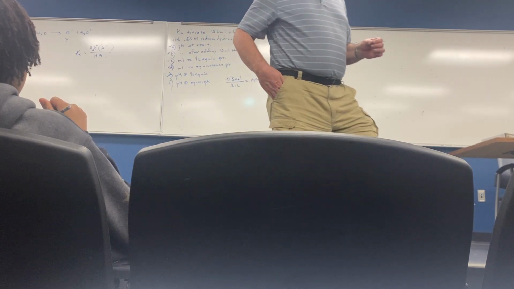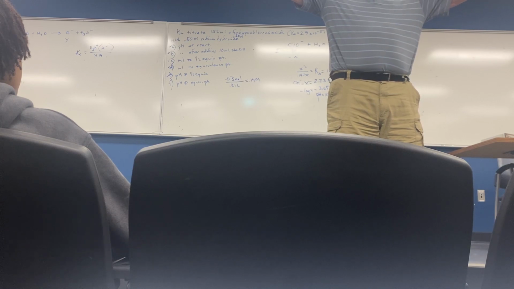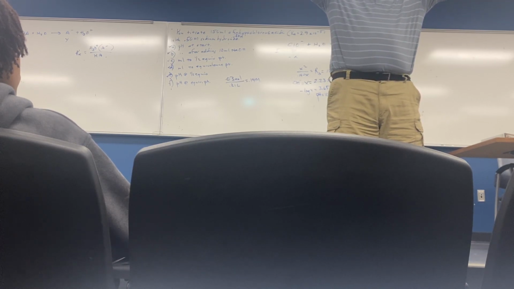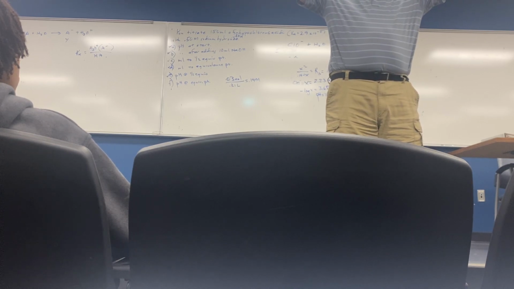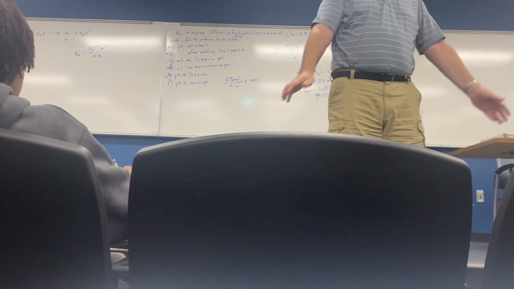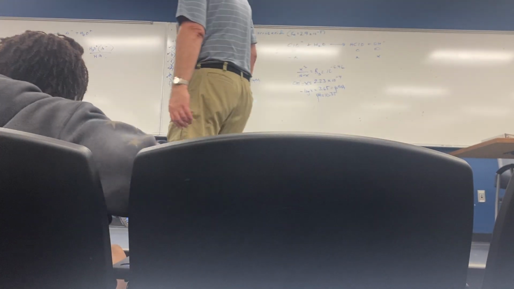A buffer is when you have a big pile of acid and conjugate base, so that when you add some acid or base to it, those big piles of acid and base, the numbers don't change. And if the numbers don't change, the pH ends up being the same. Does that make sense? Cool. Friday we'll put some math to it. See you.